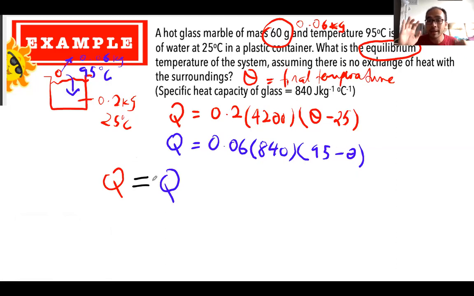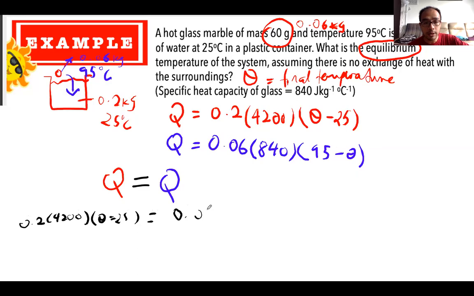So this is what happened. Thermal equilibrium, so the red color Q must be equal to the blue color Q. Yeah, I know, in books you will see Q1 equals Q2. But I'm going to use color since I have this opportunity. So in this case, red color is 0.2 times 4,200 times theta minus 25, equals 0.06 times 840 times 95 minus theta.